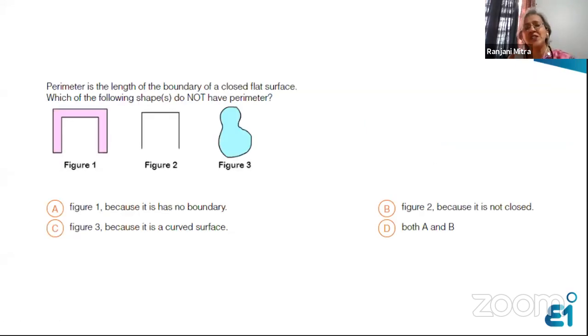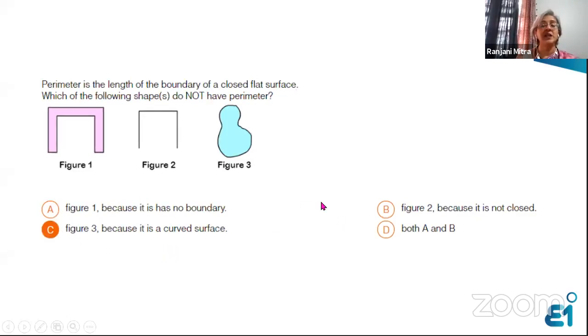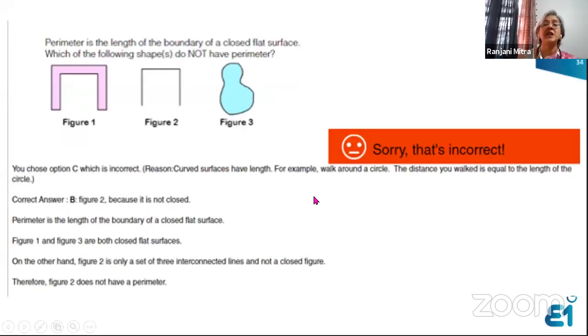Again, this question is based on that one question which we did earlier. So let us say for some reason I have not understood this, and I am answering C as the correct answer. I'm thinking figure 3 does not have perimeter, but Mindspark says no. C is incorrect. The correct answer is figure 2 because C has a boundary, but 2 is not closed. Remember, it's not a closed figure.